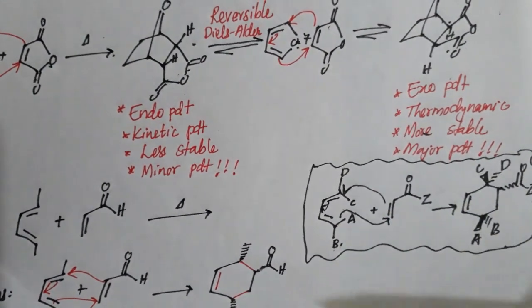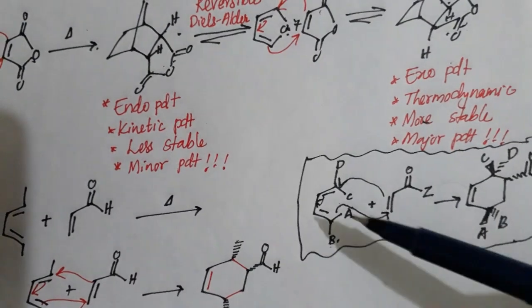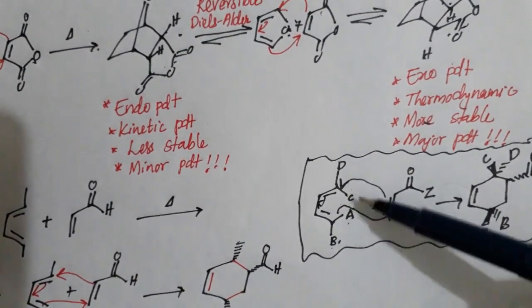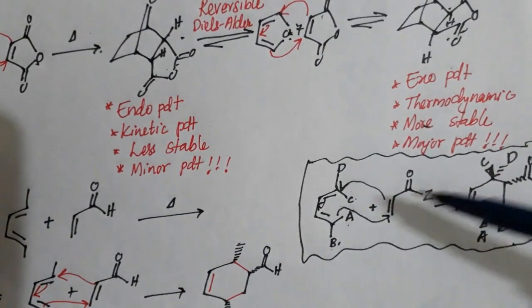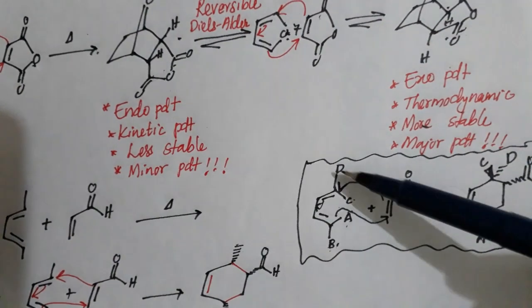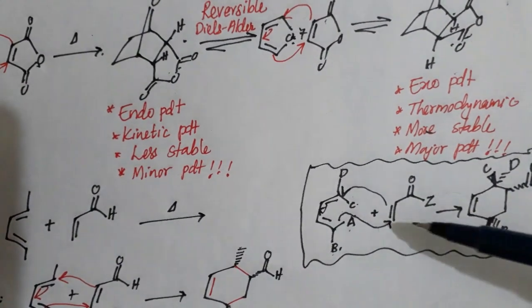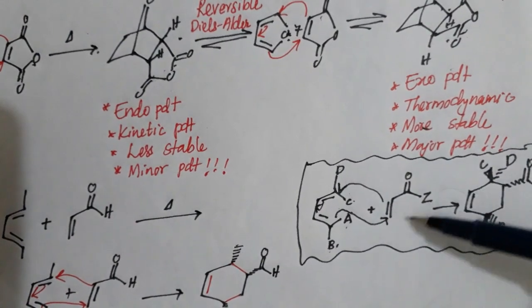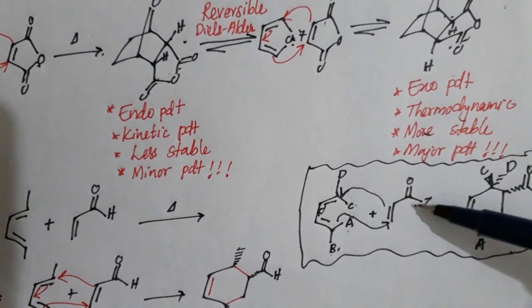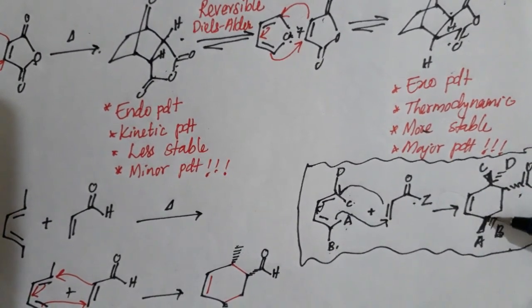After this reaction, you will end up with a cyclohexene, but the stereochemistry is that your inward groups, that is C and A, will be in wedge. Outward groups A and B will be dash. And according to the Endo rule, your dienophilic substitution, that is the carbonyl group, will be downward. So the whole stereochemistry will be like this.